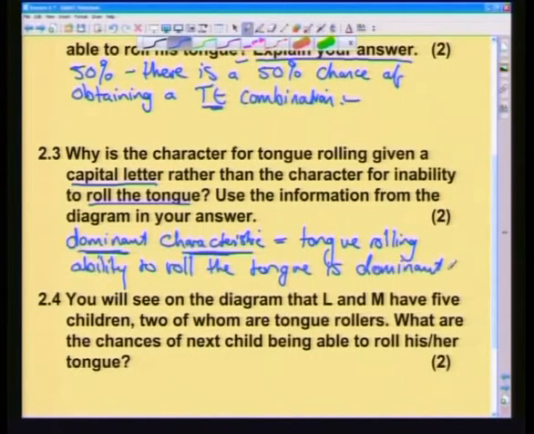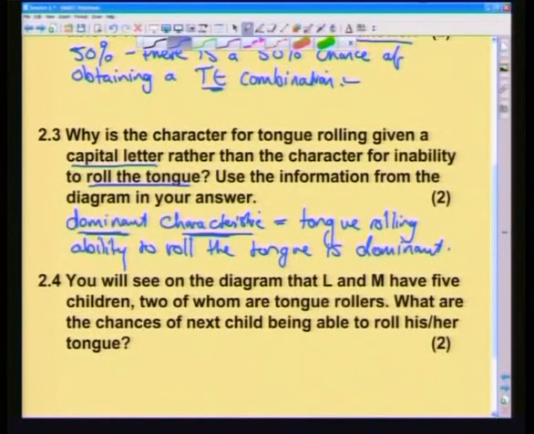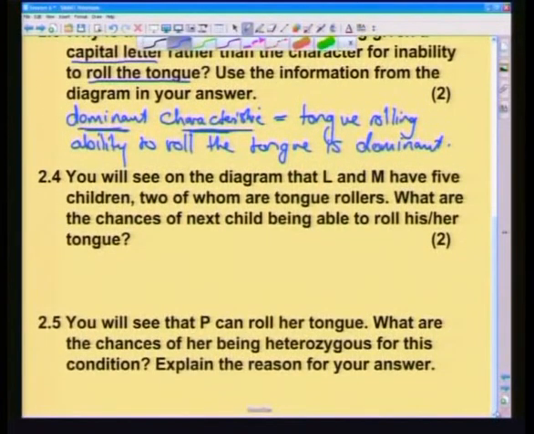Okay, so for tongue rolling, you will see on the diagram that L and M have 5 children, 2 of whom are tongue rollers. So out of 5 children, 2. So 2 out of 5 can roll tongues. Do you see what I'm doing? I'm writing on my question paper. So 2 of those 5 children can roll their tongues. What are the chances of the next child being able to roll his or her tongue?